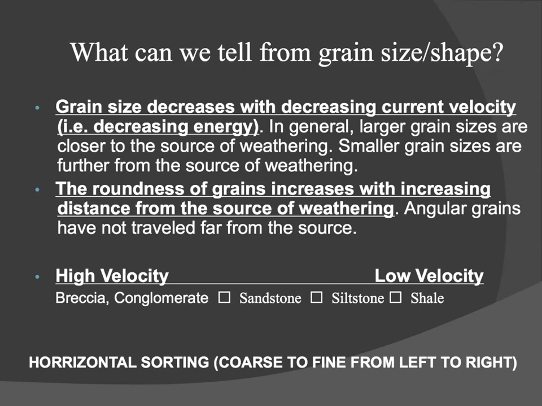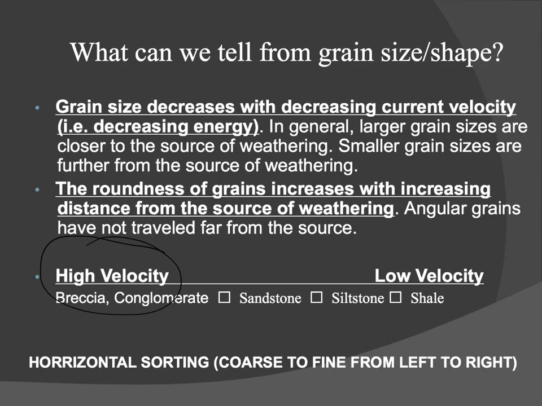So what it does is start dropping off the biggest ones, and then as you go further and further away from where that river meets the body of water, the particle size will get smaller and smaller and smaller. And we actually call this horizontal sorting. And so if you were to look at this little schematic here, this is your high velocity.